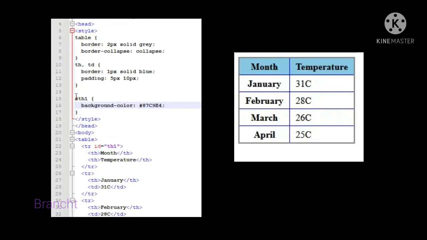I'm going to create an ID and put a background color, kind of like blue, there for the title, month and temperature. And I'm going to add the ID to the first row for the month and temperature title.